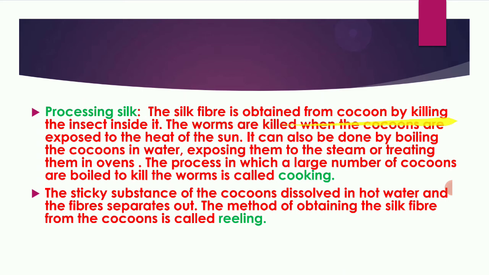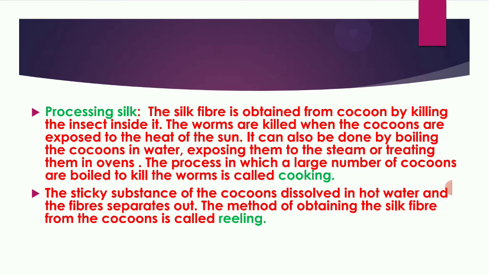Next, processing of silk. The silk fiber is obtained from the cocoon by killing the insect inside it. The worms are killed when the cocoons are exposed to the heat of the sun. Now these worms are to be killed. They are killed inside the cocoons only.